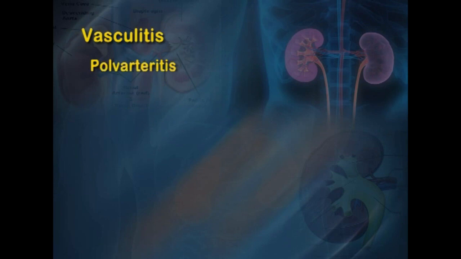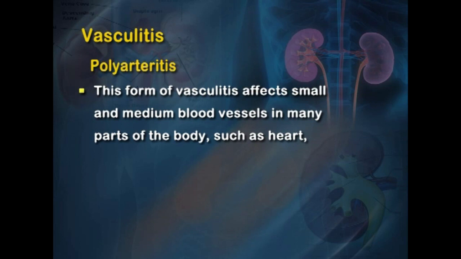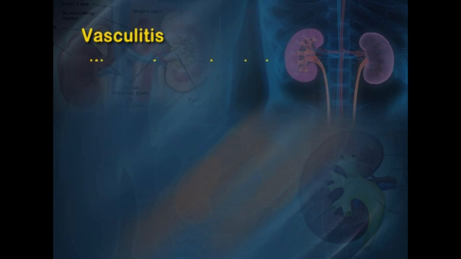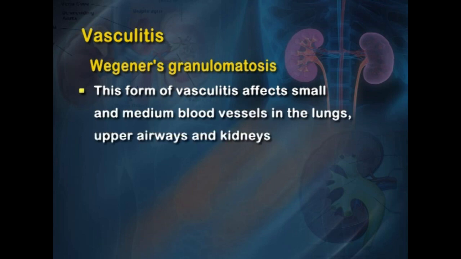Now, the third category is the vasculitis. One is polyarteritis. This forms vasculitis, affecting small and medium blood vessels in many parts of the body, such as the heart, intestines, and also kidneys. The second one is Wegener's granulomatosis. This forms vasculitis and affects small and medium blood vessels, again in the lungs, upper airways, and the kidneys.